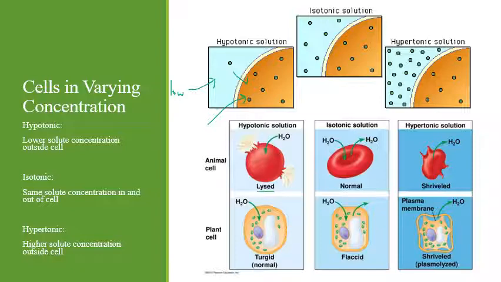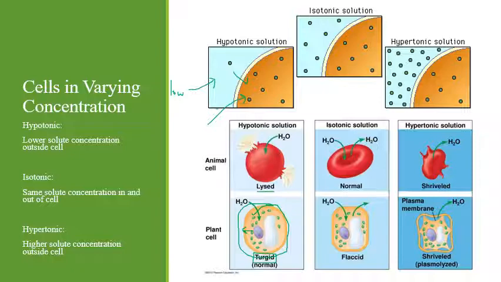But in a plant cell, this is a good thing because it has that thick cell wall that will protect it from bursting. And so it will just increase the pressure of the water on the outside and make it turgid, which is a way to say that it has enough turgor pressure.